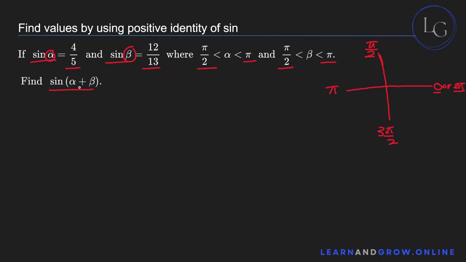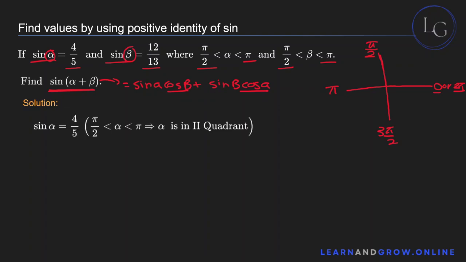Okay, so sine alpha plus beta, how do we find it? We only have sine alpha and sine beta. Now, you can apply the trigonometric identity over here. You know that sine alpha plus beta is equal to sine alpha cos beta plus sine beta cos alpha. So basically what you need now is cos beta and cos alpha. How do you find that?